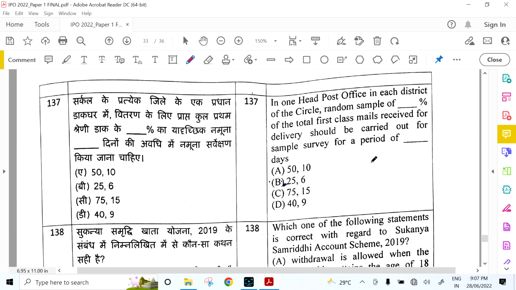In one head post office in each district of circle, random sample of dash percentage of total first class mails received for delivery should be carried out for sample survey for a period of dash days. The answer is 25% and 6 days.